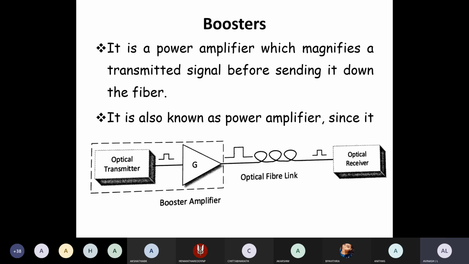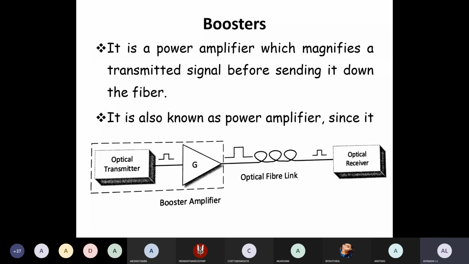So here we can see in the diagram the booster amplifier, where there is a gain G. There is an optical transmitter block and an optical receiver block. Between this optical transmitter and receiver, you can see that there is a booster amplifier. The optical amplifier will give the signal to the booster, and the booster will boost the signal to the desired level so that the optical receiver will receive it correctly.